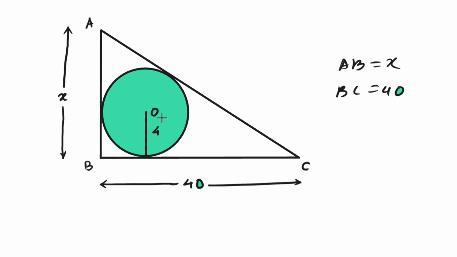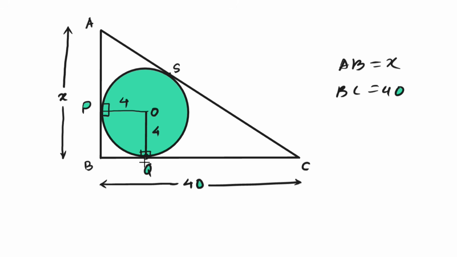Let this point be P, this point be Q, this point be H, and let the center of the circle be O. Since the radius of the circle is 4, OP equals 4, and OQ also equals 4. Now, let's use an important property of circles. The radius drawn to the point where a tangent touches the circle is always perpendicular to that tangent. That means OP is perpendicular to AB, and OQ is perpendicular to BC.